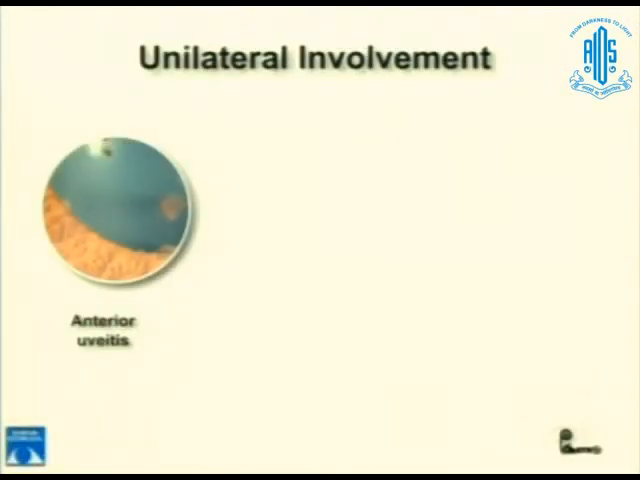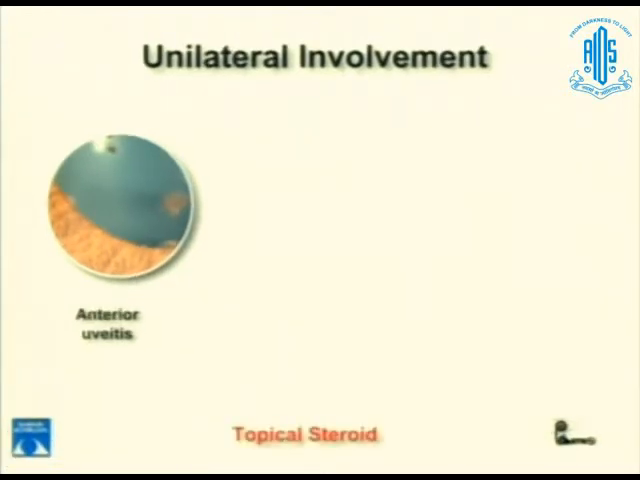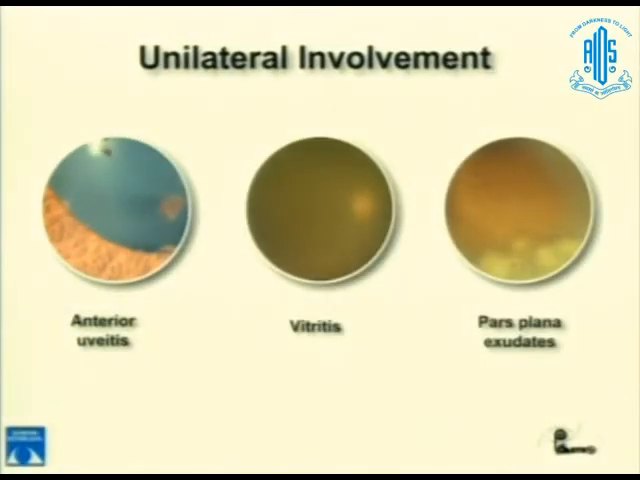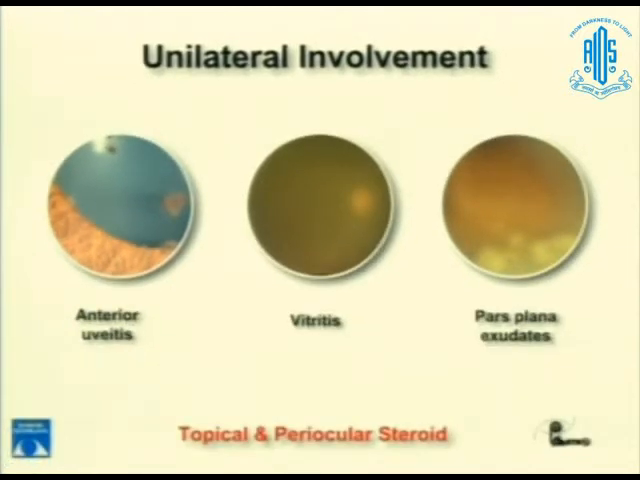This patient has presented to you with anterior uveitis. Unilateral involvement. What will be your treatment? You will start topical steroid. If the inflammation is severe, you will use topical steroid frequently. If it is less, then you will use it 4 to 6 times a day. Correct? Now the same picture, same kind of slit-lamp picture, but there is vitritis and pars plana exudate. The anatomical location is changing, unilateral involvement. You will treat with topical and periocular steroid.